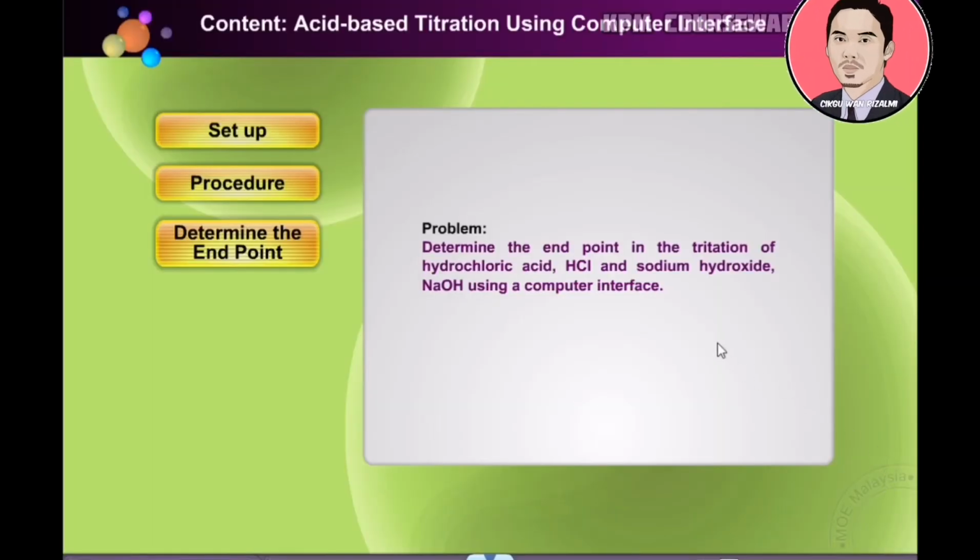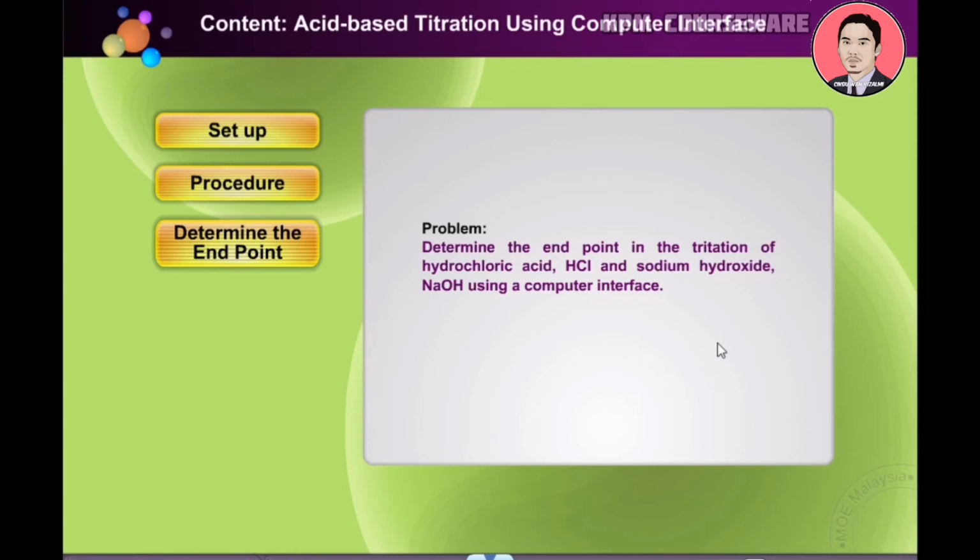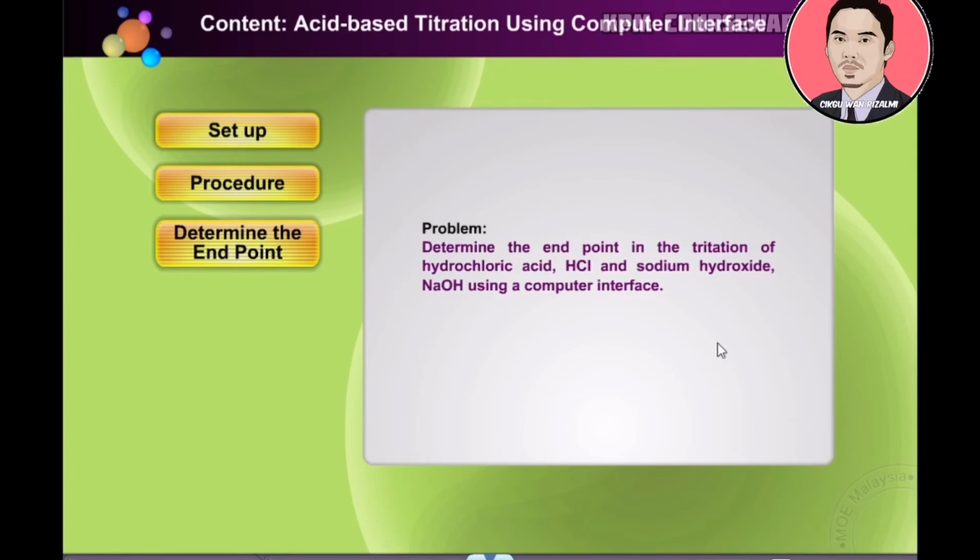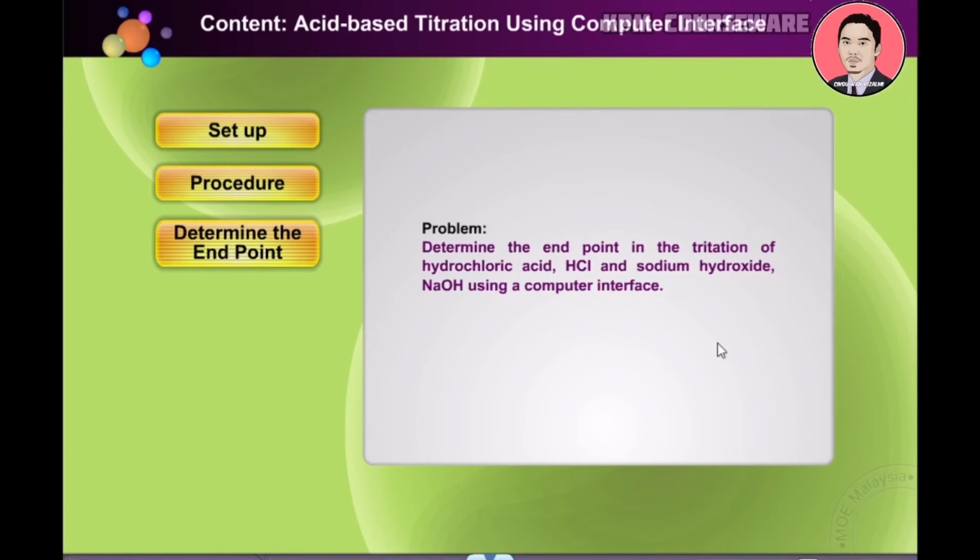There is another method to determine the endpoint of a neutralization reaction. Other than acid-base indicator, we can use a pH meter attached to a computer interface. Click on the button to learn how it is done.